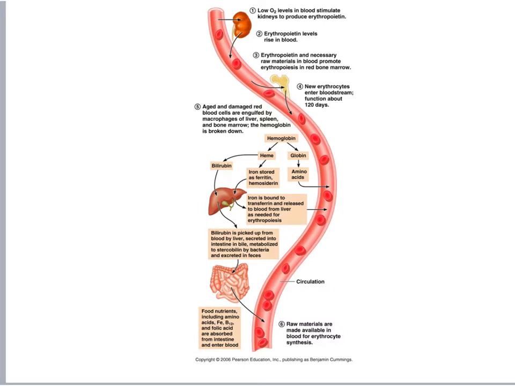The life cycle of a normal red blood cell is somewhere around 90 days or so. It really depends upon the person, but we do have to constantly make more. 90 days, 120 days, it depends on which book you look in. But low oxygen levels, let's start at the very beginning. Low oxygen levels in the blood stimulate your kidneys to produce EPO, or erythropoietin. The EPO levels rise in the blood, and then the red bone marrow starts making more red blood cells, erythropoiesis.